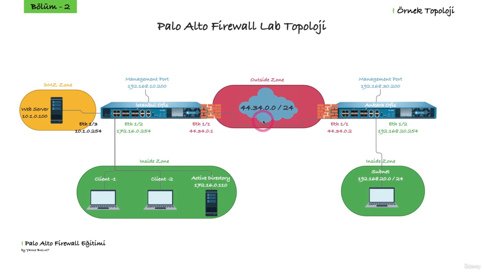We will use 44.34.0.0 subnet in our WAN port here. We will use the 192.168.20.0 subnet in Ankara. Now, after briefly talking about our topology, let's go to the ESXi side, make our VLAN configurations and start the installation.